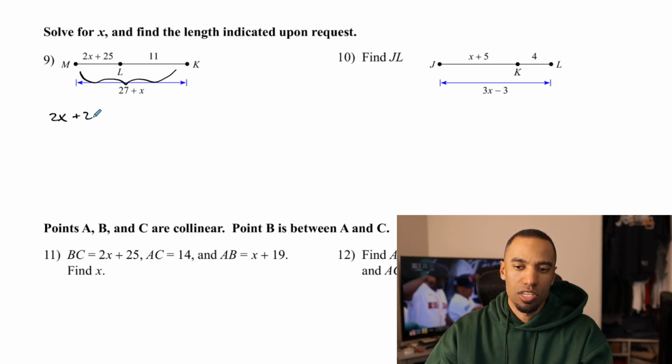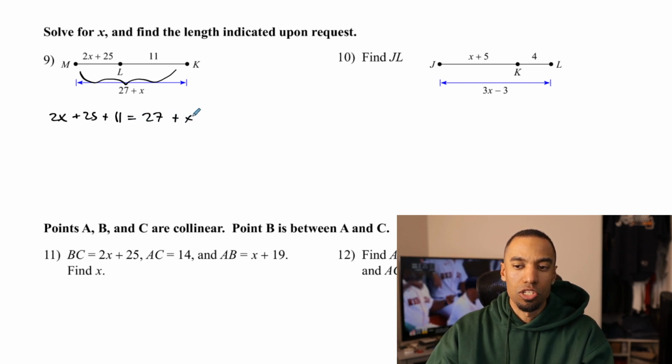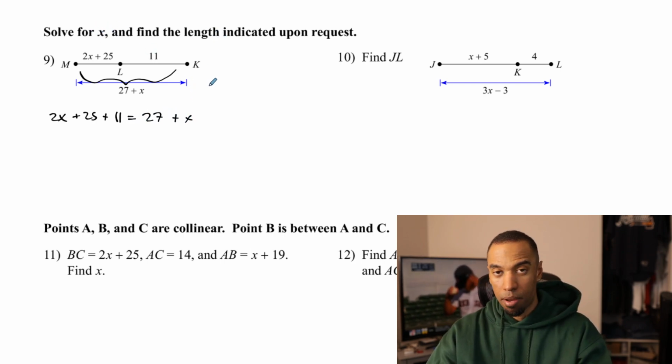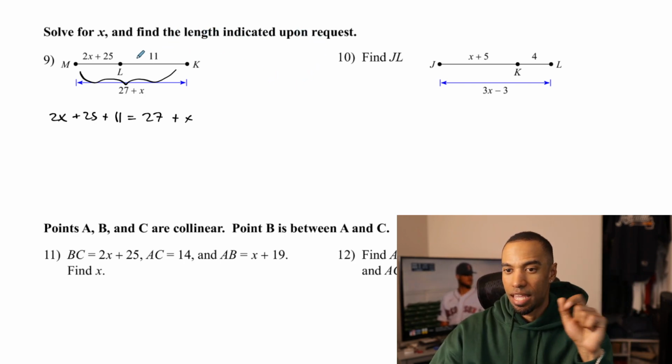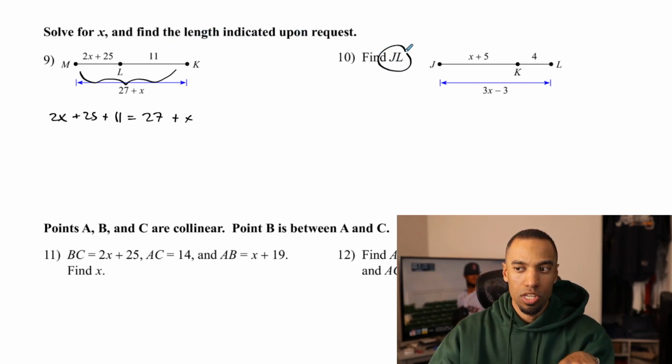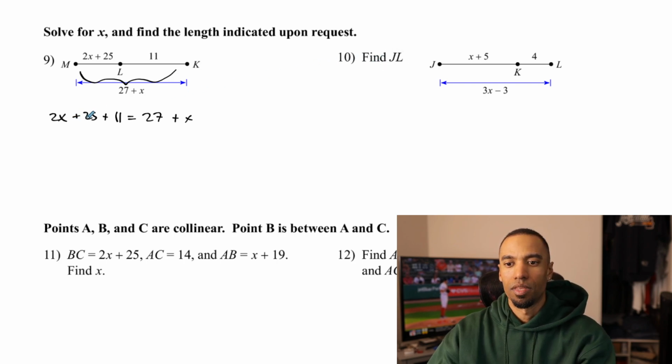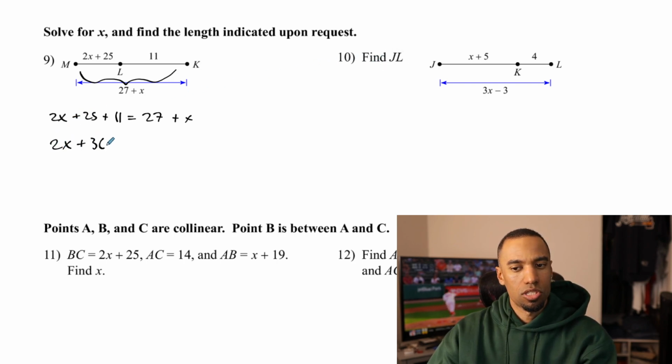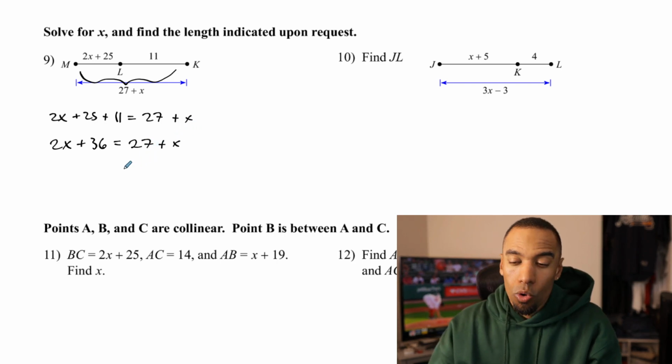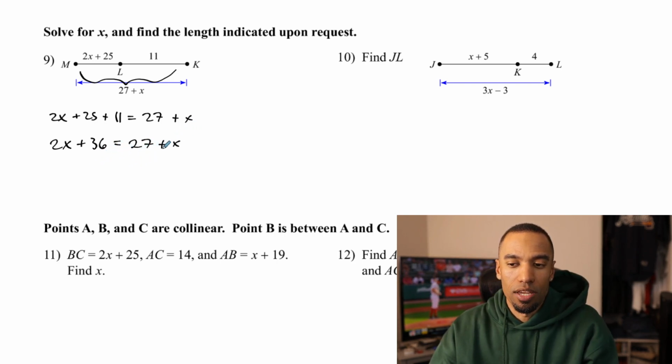So I can write an equation that says 2x plus 25 plus 11 equals 27 plus x. By the way, the instruction asks you to solve for x for every problem, and then find the length indicated. This one does not ask you for a length, whereas this one asks for JL, if that makes sense. Combine like terms. This is the part where I'm going to whip fast. We did the algebra last. Skill number 2 was solving these kind of multi-step equations.